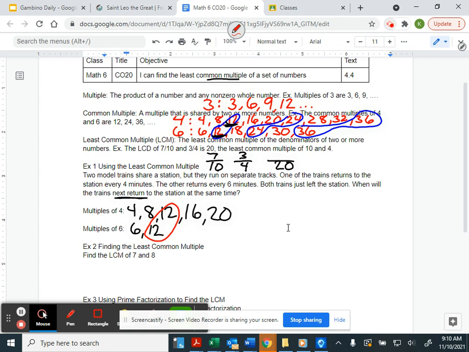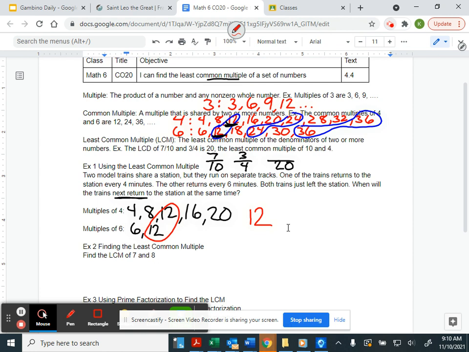So what does that tell us? 12 what? So read back. When will the trains next return to the station at the same time? What label should I put? Should I just write 12? Nick? Like 12 o'clock. It's not hours.